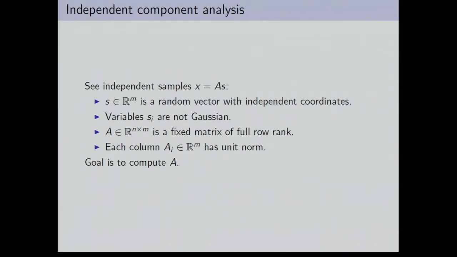And so what you see are not the S's, but you see some fixed linear combinations of the S's. So you see AS. A is a fixed matrix. Just to normalize it, we'll say that it's full row rank and all the columns A_i have unit norm. And so what happens is that you see independent samples of this form, and your goal is to compute A.